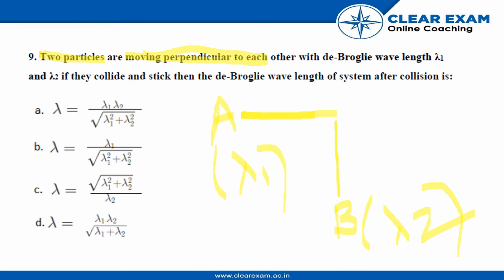So at this point they will collide, and if they collide and stick, then we need the de Broglie wavelength of the system after collision. So we are asked for the wavelength of the system after the collision of both particles. This was the question. Now let's move on to the solution.